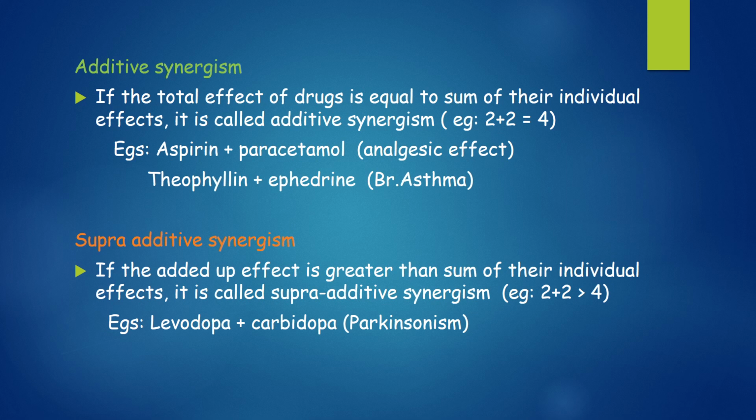the effect received is more than 4. Then it is known as supra-additive synergism, mainly seen in combinations like levodopa and carbidopa, which is used in Parkinsonism. Levodopa has some effect individually, carbidopa also has an effect individually, but when we combine these two drugs, the total effect we receive is more than the individual effects. Okay, so that is known as supra-additive synergism.